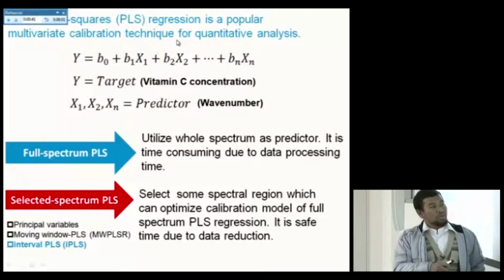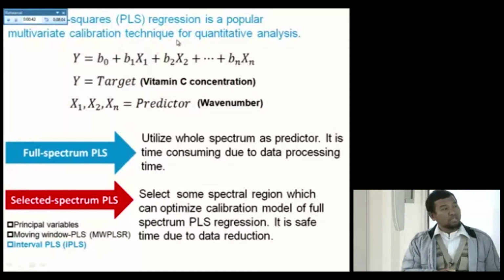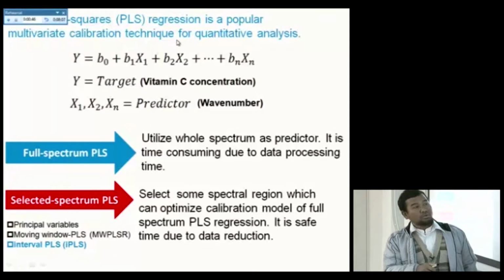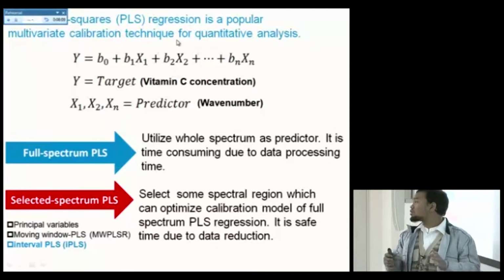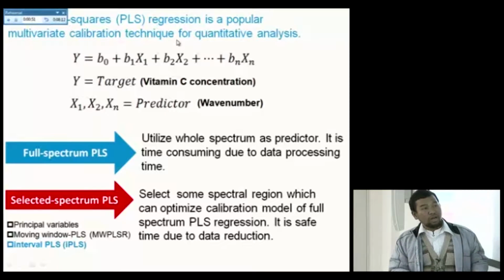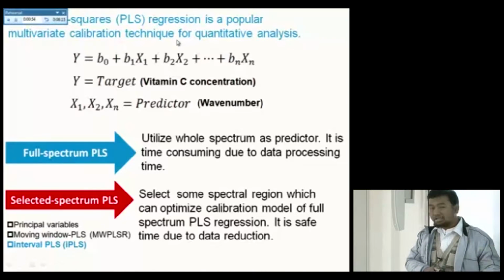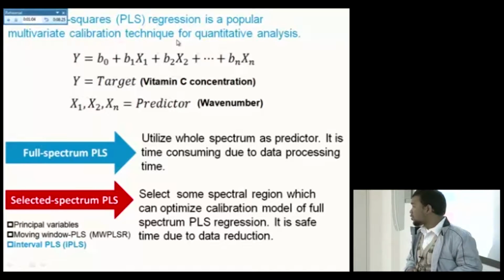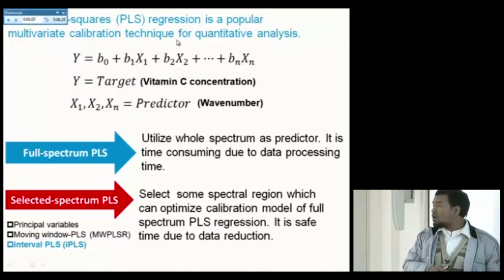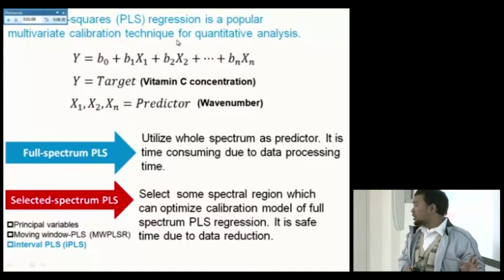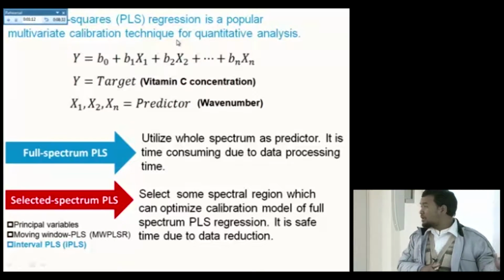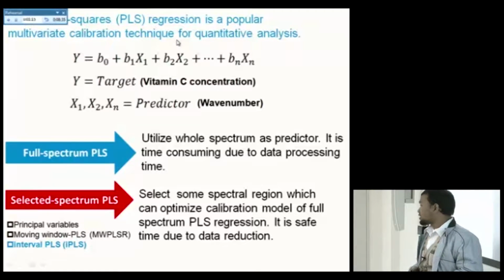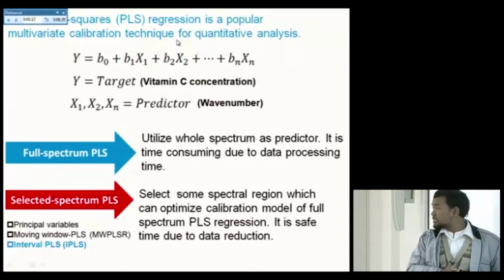In the previous study, we used this method, full spectrum of PLS. So using these methods, we utilize the whole spectrum as predictor. So we use all of the wave numbers as the variables, and of course, it is time consuming due to data processing time. And another important part is the full spectrum model tends to be overfitting. Why? Because they use all of the wave numbers as variables, and some of the variables are not important and have no relation with the vitamin C determination.